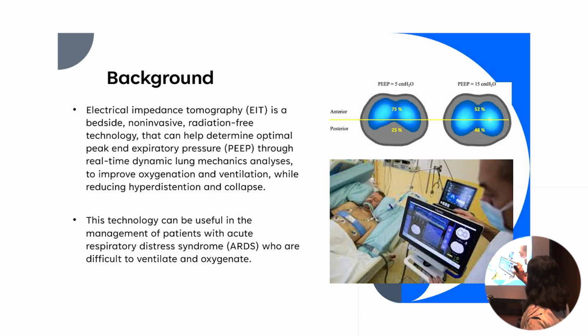You can see here when we set a PEEP of 5 versus a PEEP of 15, you'll see the blue and the white. Blue is showing areas of lower ventilation and white is showing areas of higher ventilation. So in this image, you're seeing with the higher PEEP that we're getting more lung volume, more ventilation throughout the lungs.